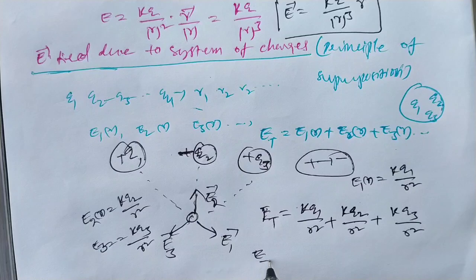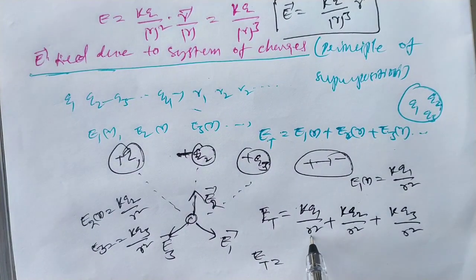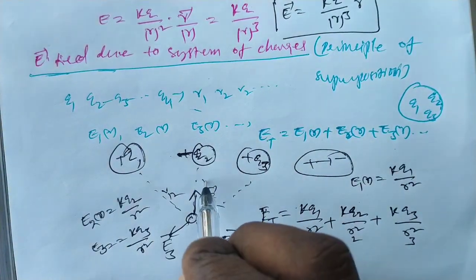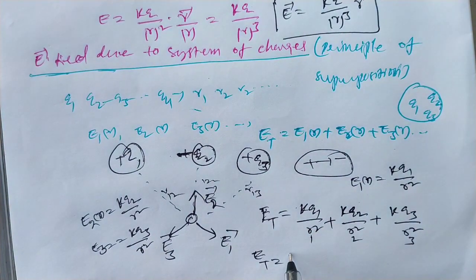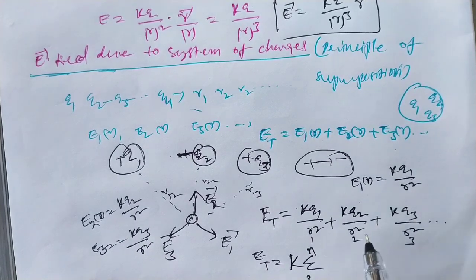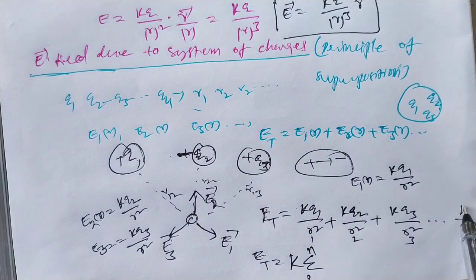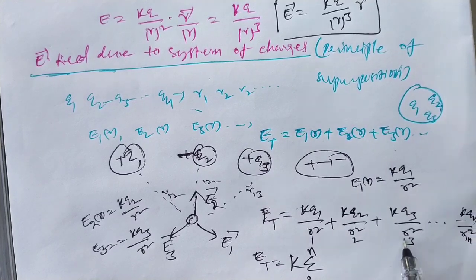The total field E t is equal to, here suppose the distances change, there is R1 square, here R2 square, R3 square, the distances R12, R13. You can write this in the form of total electric field. Here K is the constant, summation of i equal to 1 to n, up to n charges. Suppose here the system has only 3 charges. If the system has n charges, you can write K Qn by R1n square.